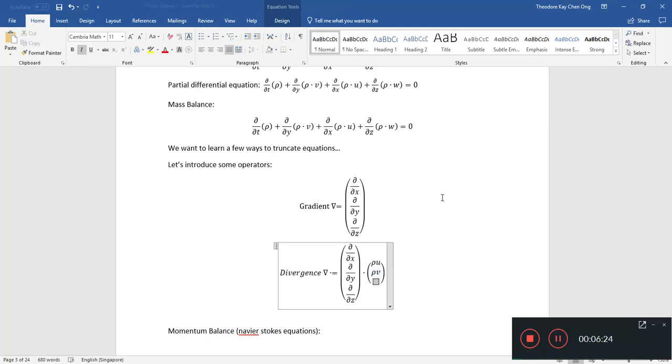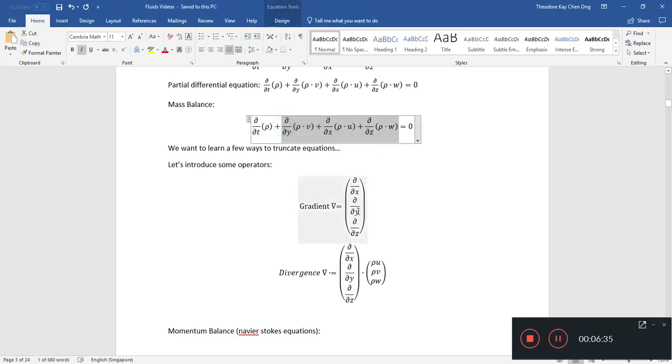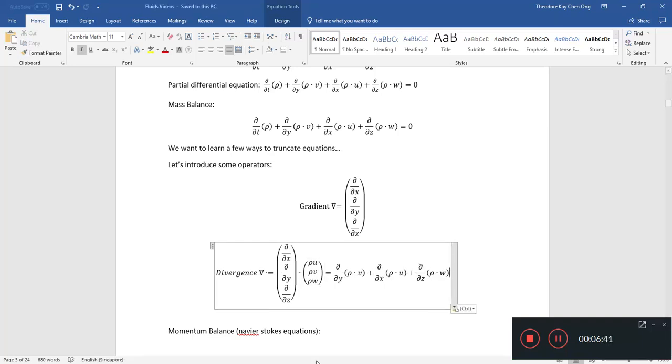And del by del z? Rho w. Right? So we have this, and we just compress it into a vector form. You can see the dot product is this times this plus this times this plus this times this. That's all we are doing here. So that's sort of what we end up with.